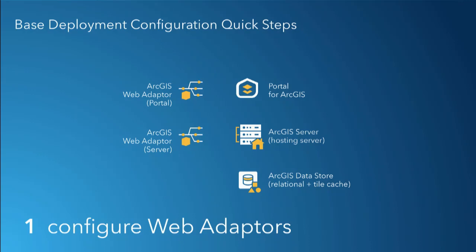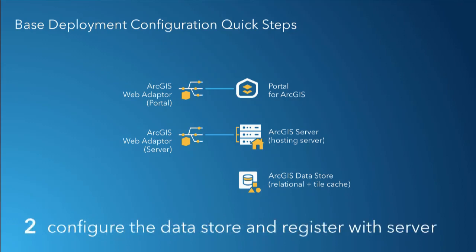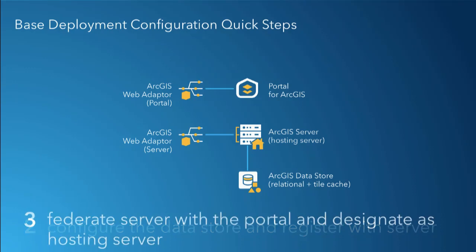Then the next step is configuring the web adapters, hook them up to the server and the portal, configure the data store, register it with that hosting server. Remember, that's the relational and the tile cache. Federate the server with the portal itself, and then designate it as the hosting server. Tell the portal, this is your hosting server. This is where you need to send stuff when somebody uploads to you.